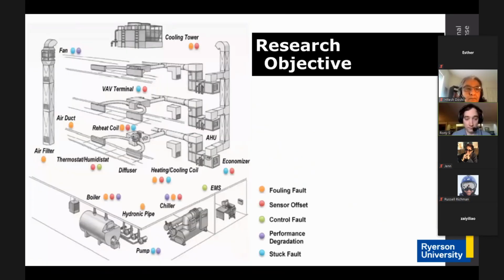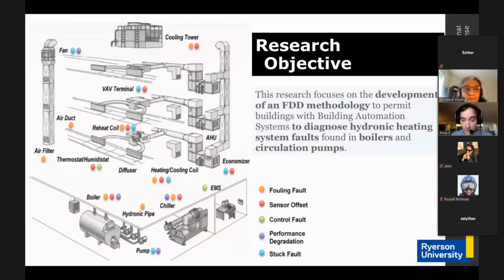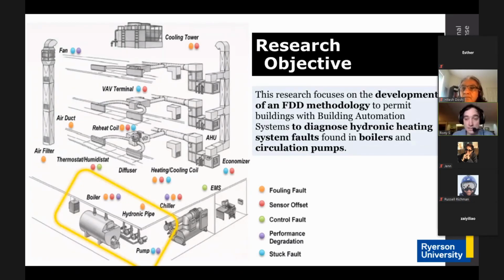The research objective that came out of this overlap includes this. This research focuses on the development of an FDD methodology to permit buildings with building automation systems to diagnose hydronic heating system faults. When we speak about hydronic heating systems, we're focusing on what I've highlighted in the figure, the boiler and the pump specifically. That is one subsystem of the many subsystems that exist in HVAC systems, and so that's the focus of this work.